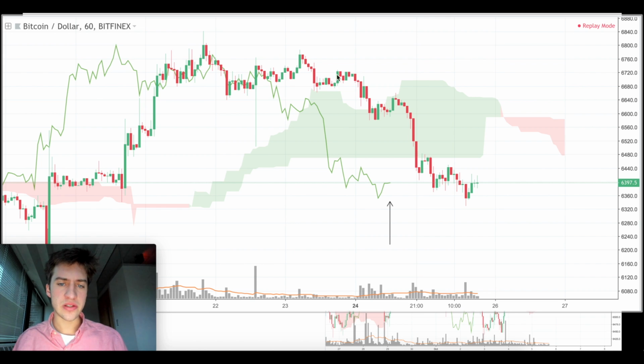But when price isn't touching the lagging span at all here, that means that price is likely in a strong trend. And price did continue to go down, as you can see here.